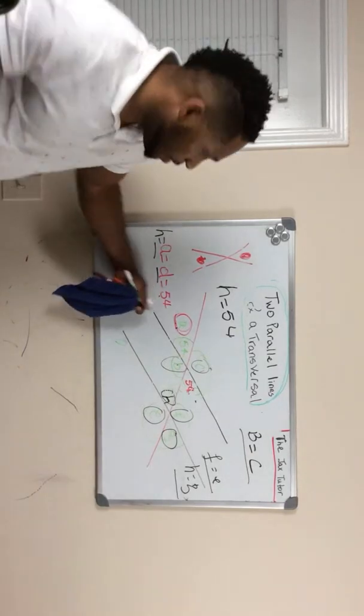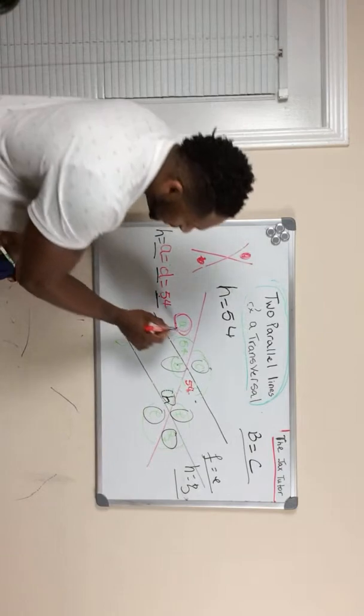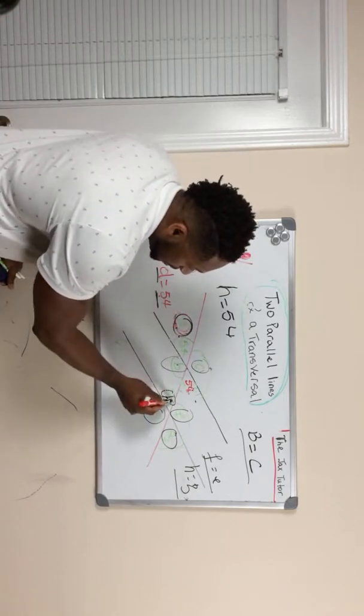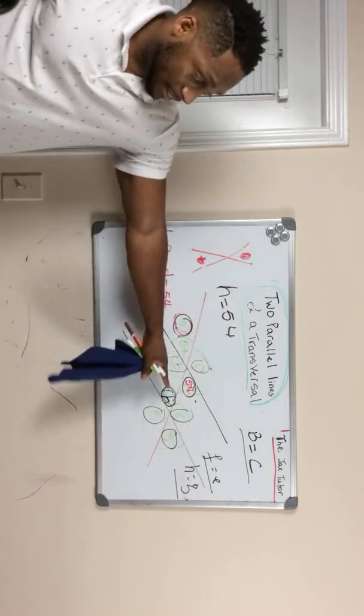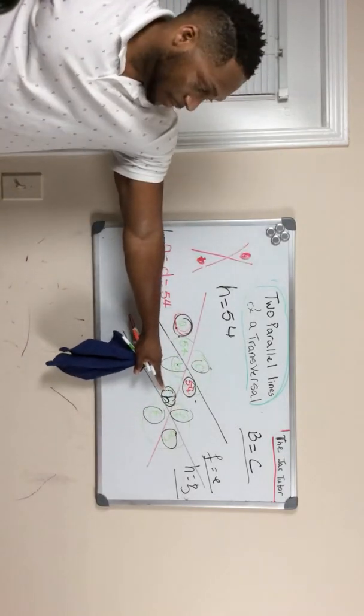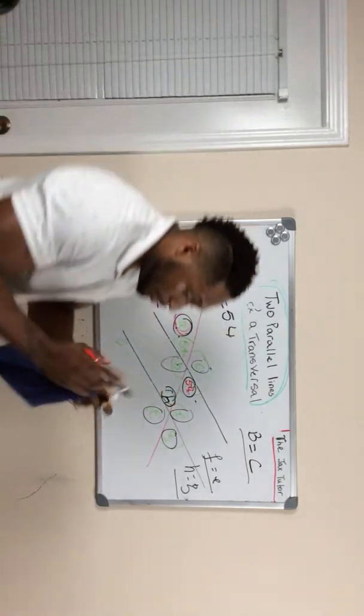So what's another angle that's equal to 54? We found this one, 54. We found this one, 54. We found this one, 54. Now there's another angle that's equal to angle H. What's that angle? What's the other angle that's equal to 54? There's only one left.